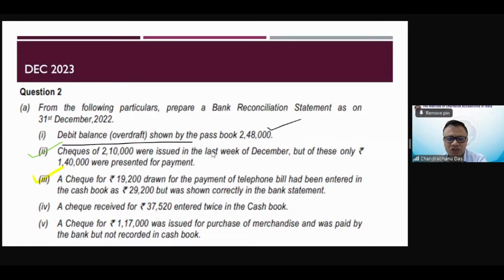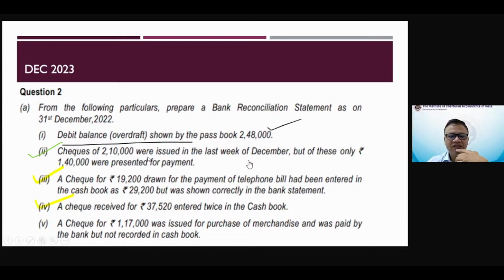Then cheques issued 2,10,000, but only 1,40,000 were presented for payment. That means you get cheques issued but not presented. A cheque drawn for payment of telephone bill has been entered in the cash book as 29,200, but was shown correctly in the bank statement. Now, whose error is it? Yes, it is the businessman's error, because the bank has done it correctly and the cashier has done it incorrectly.